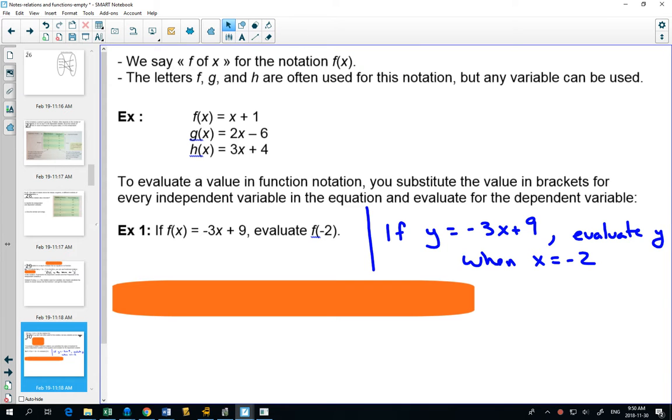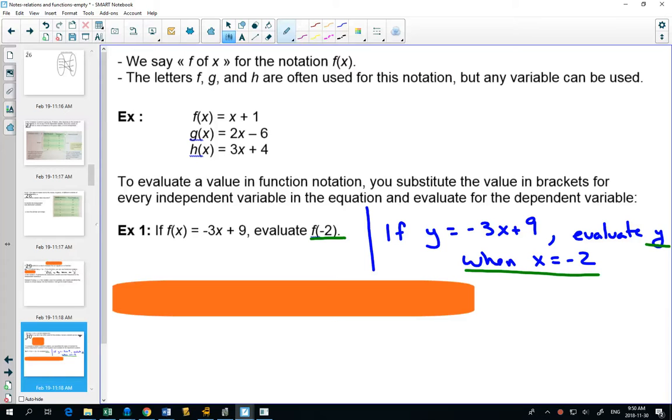So some nice things about function notation is this question was written a little bit shorter, right? This f of negative 2 replaced all of that. So that's an advantage, that with function notation, we can say a lot with the notation. F of negative 2 is telling us what is the y value when x is negative 2.